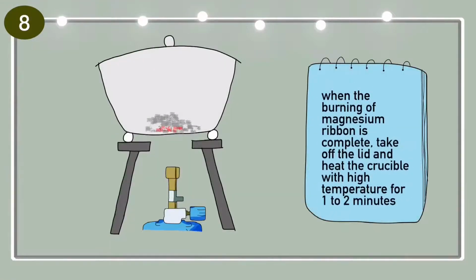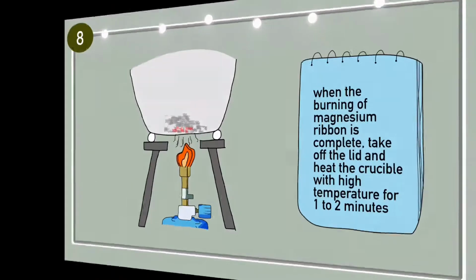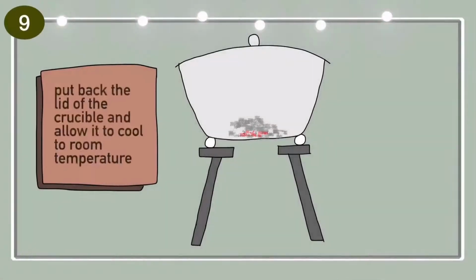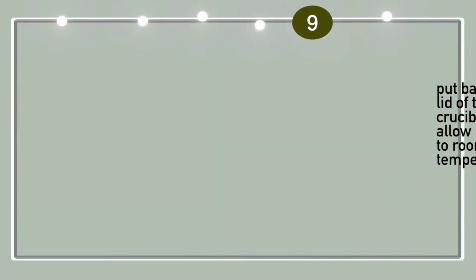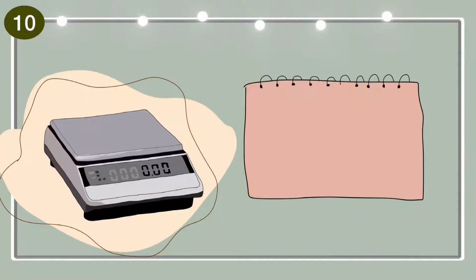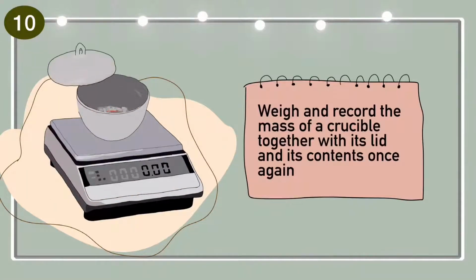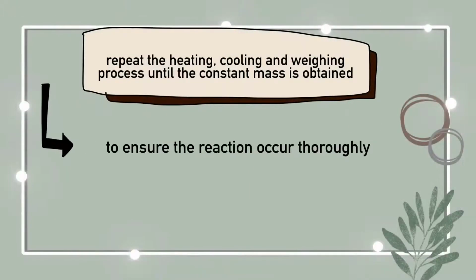When the burning of magnesium ribbon is complete, take off the lid and heat the crucible with high temperature for 1 to 2 minutes. Then, put back the lid of the crucible and allow it to cool to room temperature. Weigh the mass of crucible together with its lid and its contents again. Repeat the heating, cooling, and weighing process until a constant mass is obtained to ensure the reaction occurs fully.